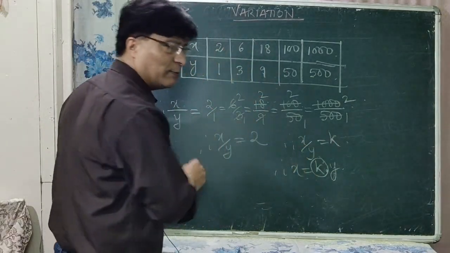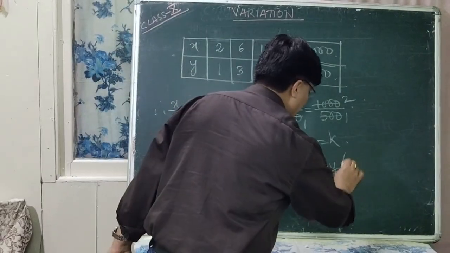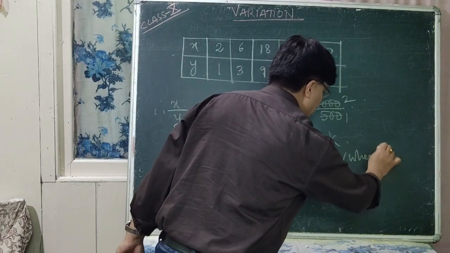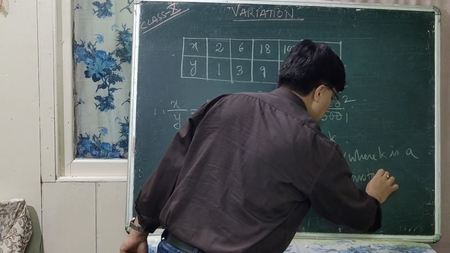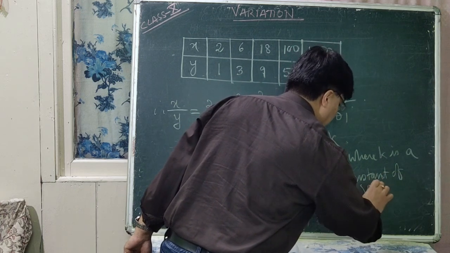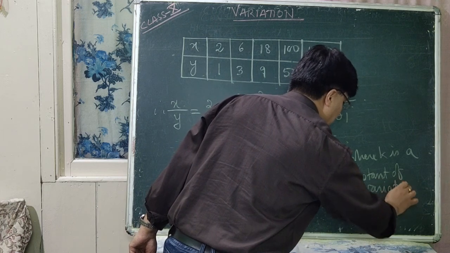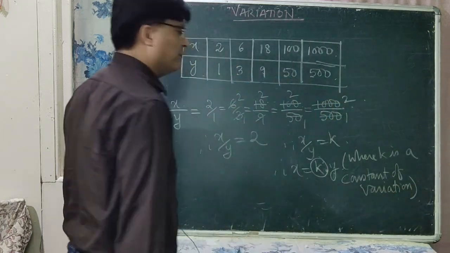You can do cross multiplication here, isn't it? So where k is a constant of variation, where k is a constant of variation.